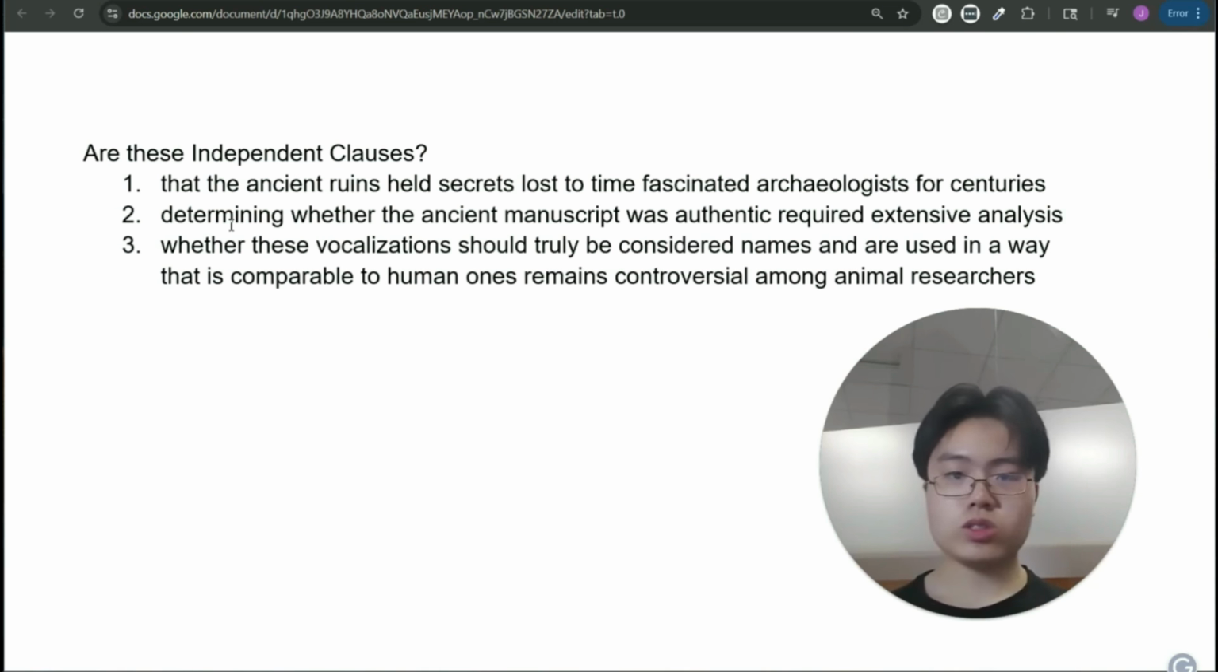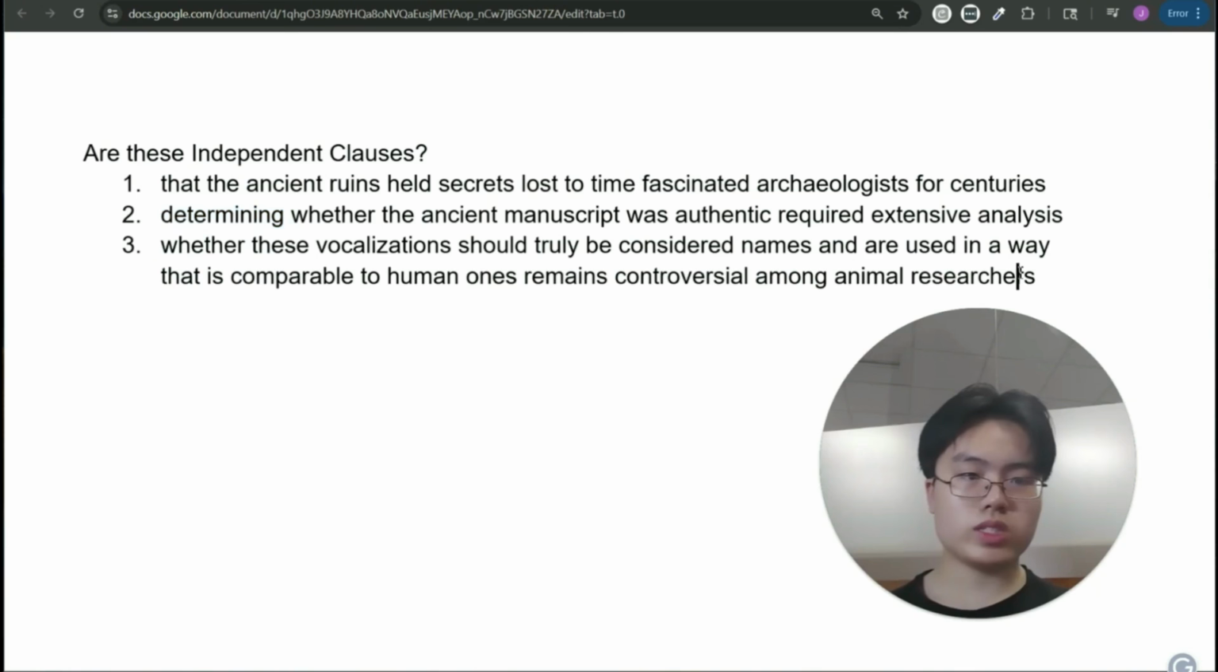Obviously there are three verbs here: determining, was, and required. Hopefully you can identify what verbs are. If you can't, then I would search up how to identify verbs. It's just an action. By the way, was, were, is, are, be, those are all verbs. Determining, that's an ing verb.